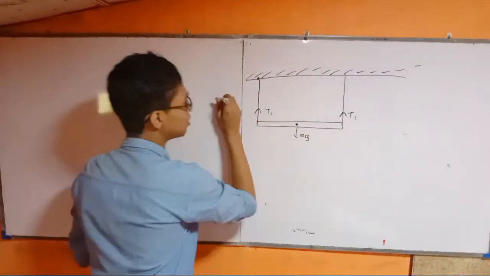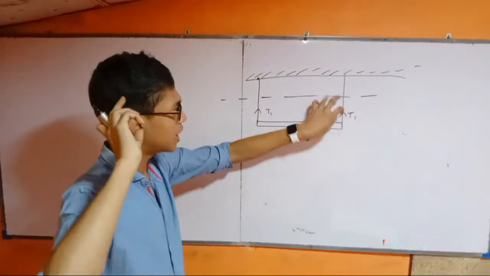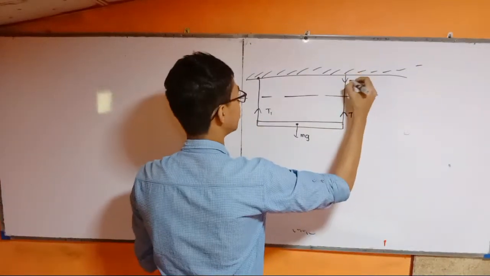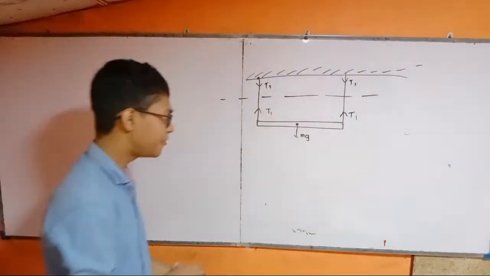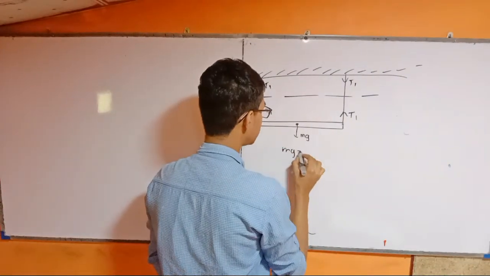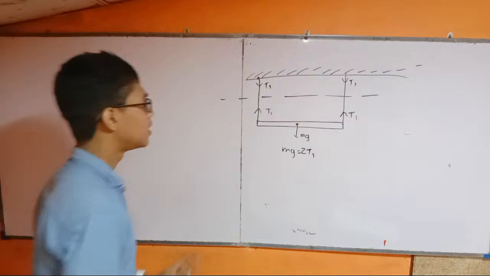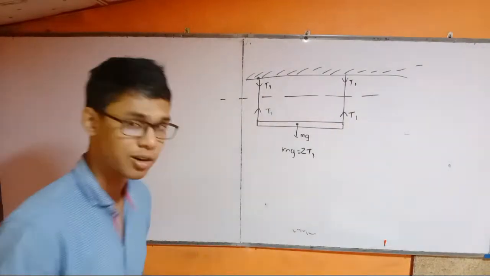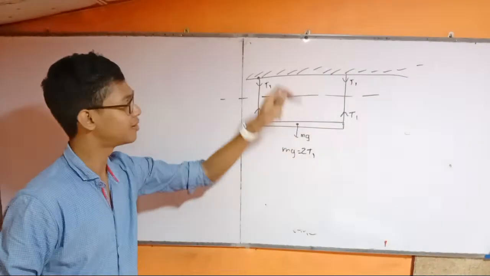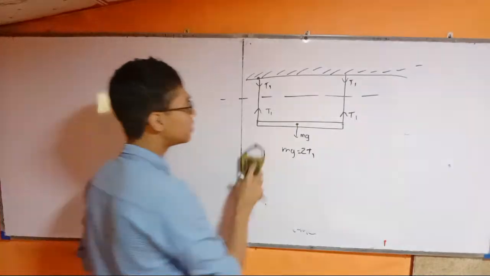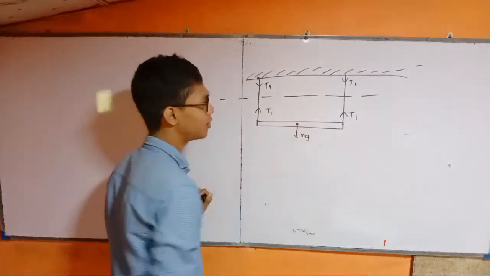This T1 is for the ruler, and for the roof also T1 downwards. Got it? So if it's in equilibrium, mg is equal to 2T1. And now what if I say it's not in equilibrium? mg is greater than the maximum tension, Tmax. Then the string will break and the ruler will fall down.